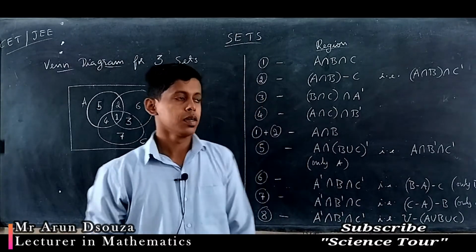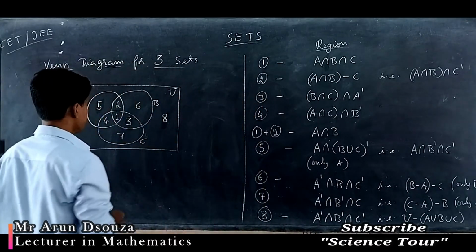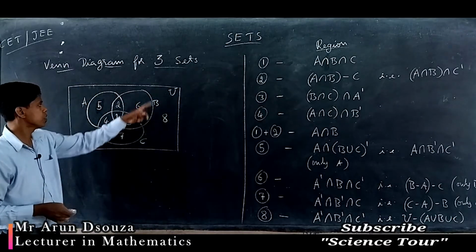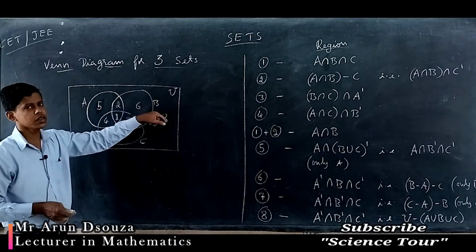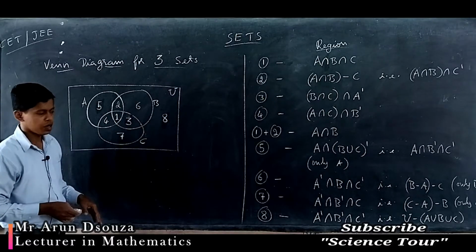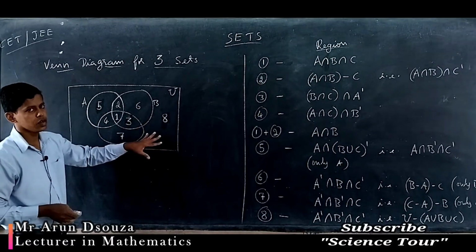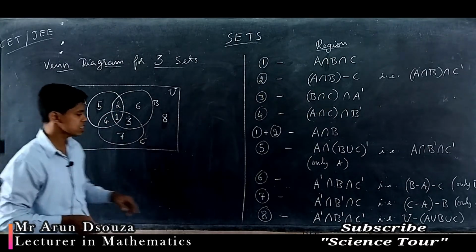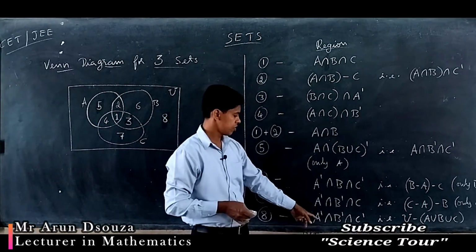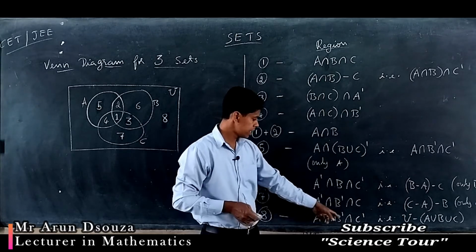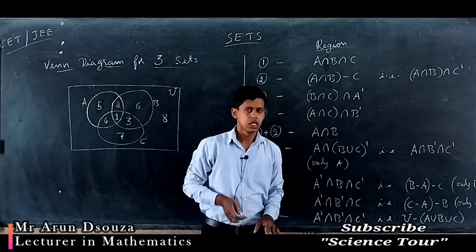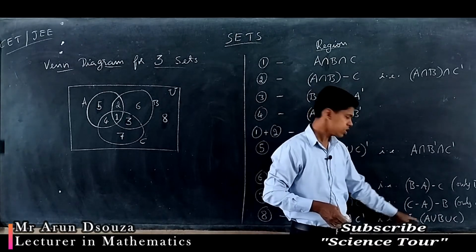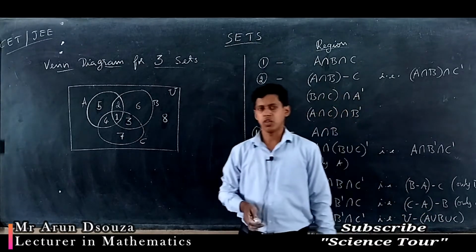Next, the last one, the eighth. Now what about this eighth region? If A union B union C is equal to the universal set, then the eighth region will not have anything. But the eighth region will have something if there are elements which don't belong to A, B, C. So this is none of A, B, C. It is not A and not B and not C. There are some elements in the universal set which are not in the union of all the three.